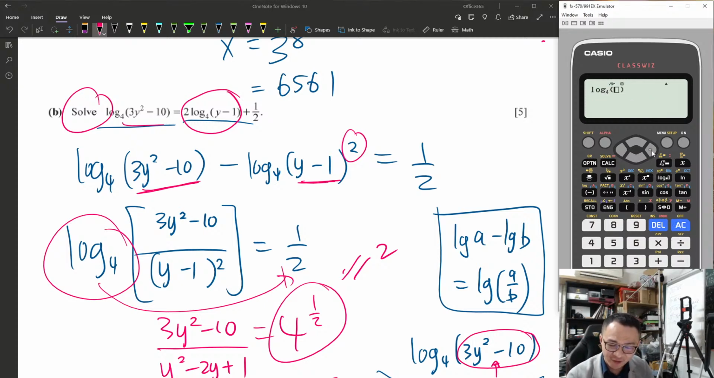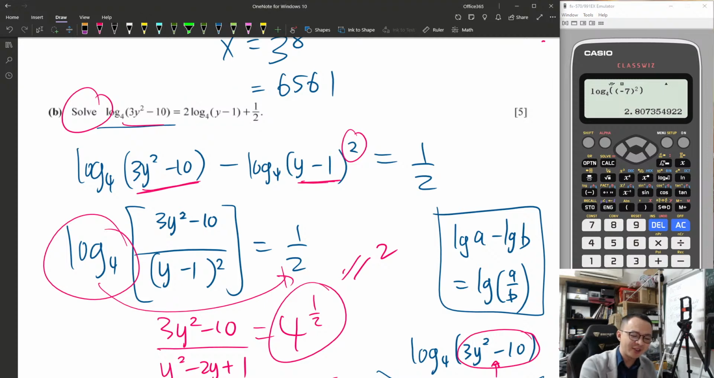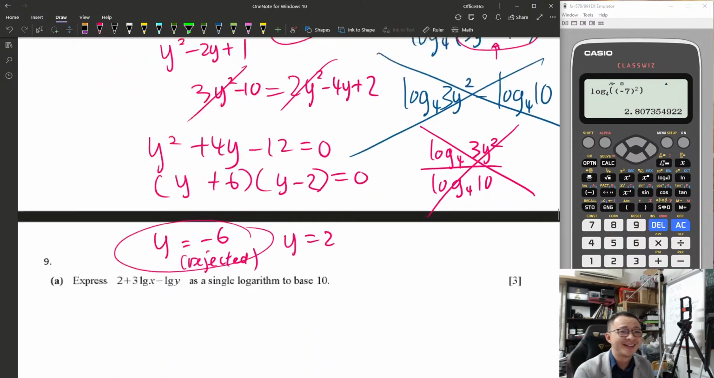Log 4 of negative 7 squared. Can I do that? Okay, if there's a square, maybe we somehow will get it. But if you sub into the first equation, it might get a math error here. Yeah, I will just reject it.